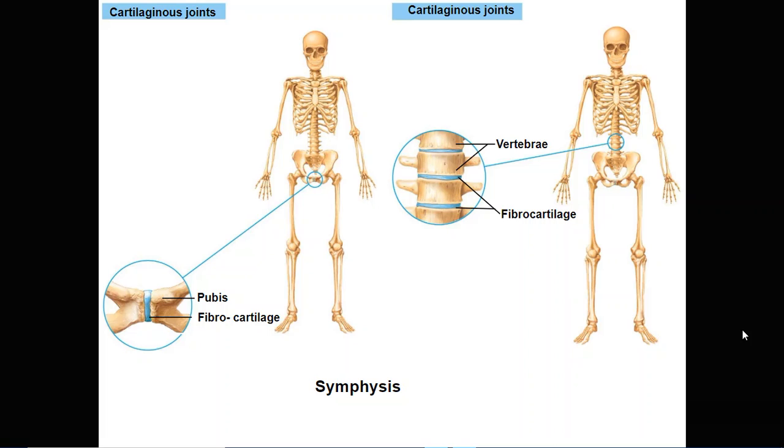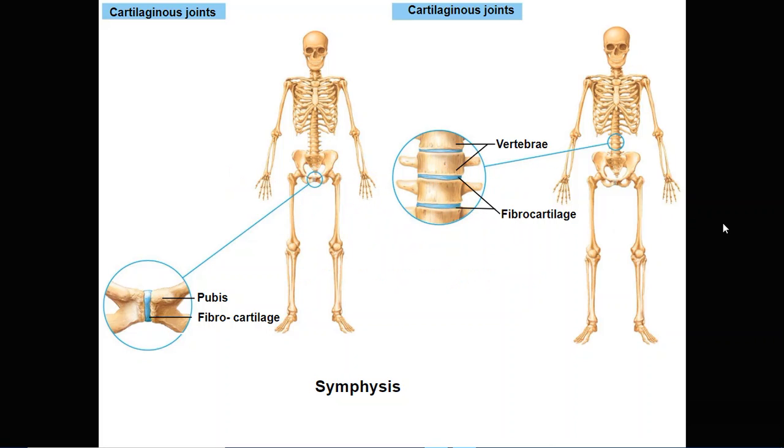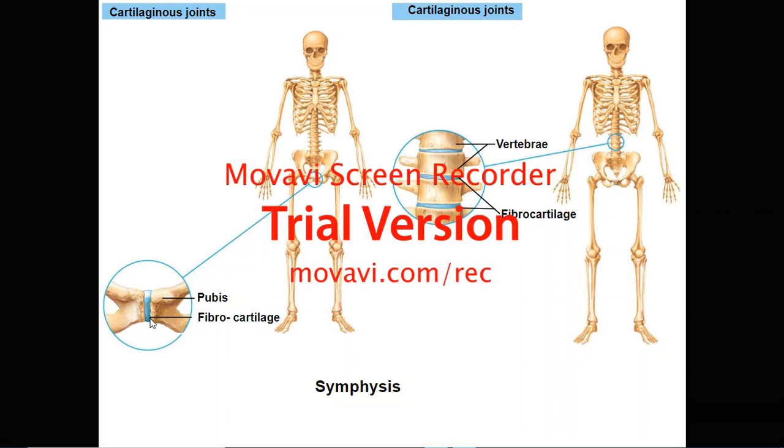And the two locations where you find the symphysis joint are the intervertebral joints. You see right here, the intervertebral joints. You have fibrocartilage found there, and also at the pubic symphysis. At the pubic symphysis, you have fibrocartilage holding the two pubic bones together.